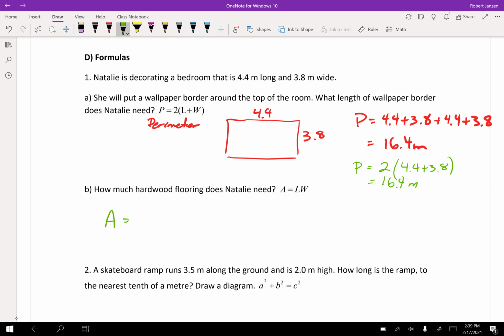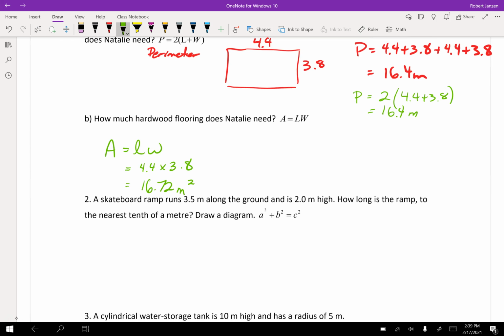Okay, area, you just multiply the dimensions, length times width. So in this case, it's going to be 4.4 times 3.8. If I multiply that, I get 16.72. 16.72 what? Meters squared this time. Okay, because it's area, and I've multiplied meters times meters. Okay, meters times meters is meters squared.